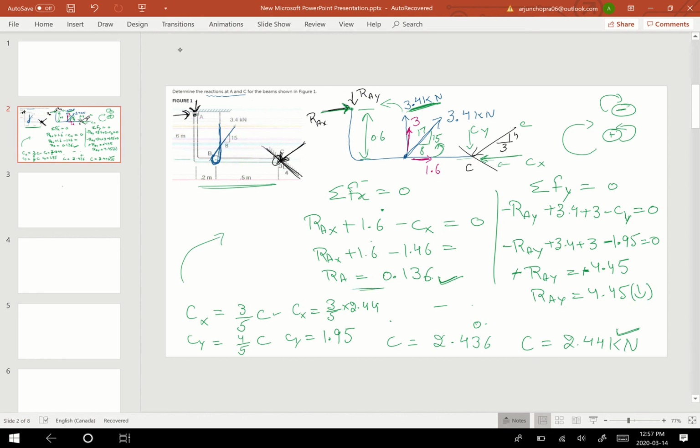But here in RAX, I should have taken this direction when I moved it on the other side as a negative direction. So RAX is, oops, I'll complete this, not enough space here, so I'll write it here. RAX is negative value, so I'm gonna write it as RAX equal to 0.136 in the opposite direction, like this. And that's it for this question. Let me check the value for y also. This is correct value. All these values are correct.